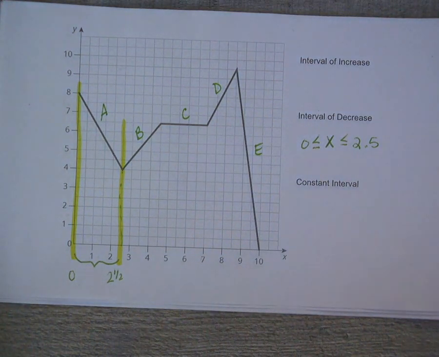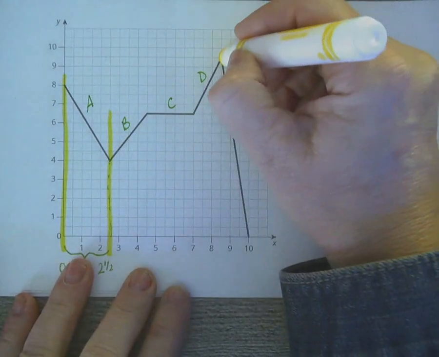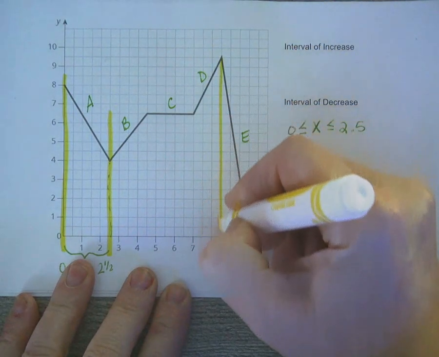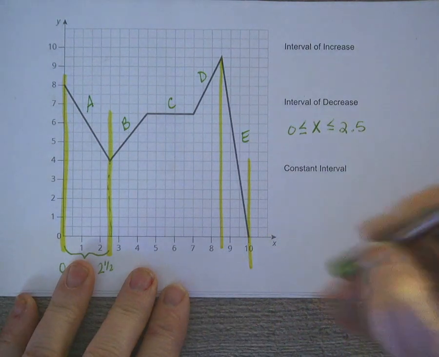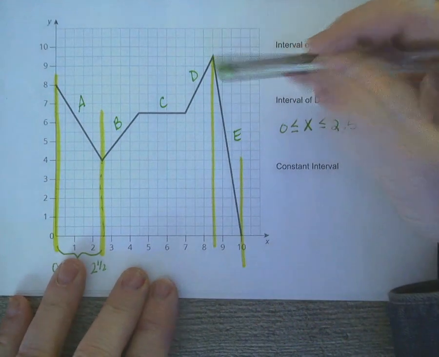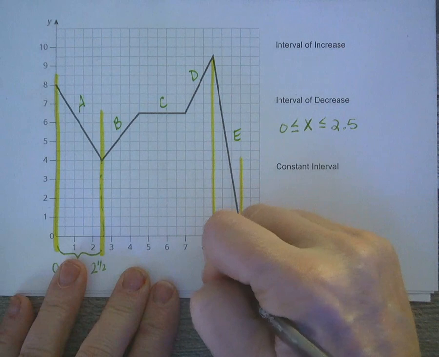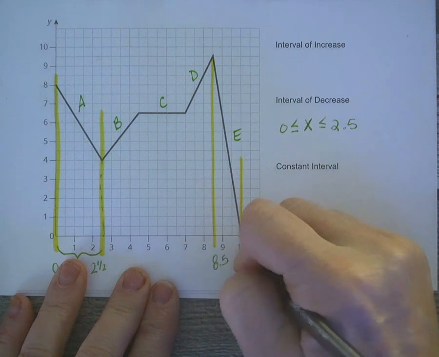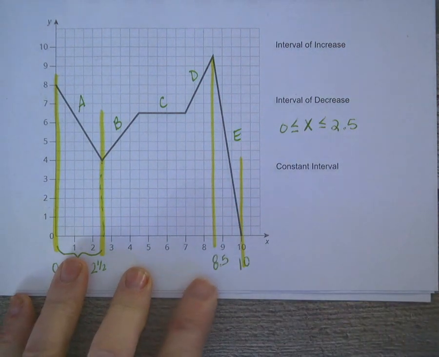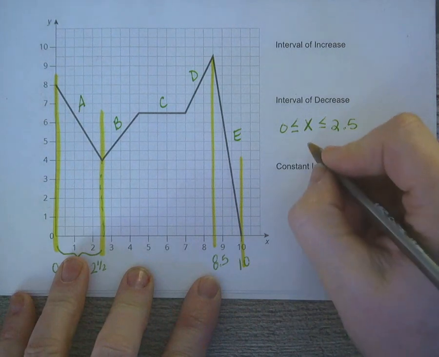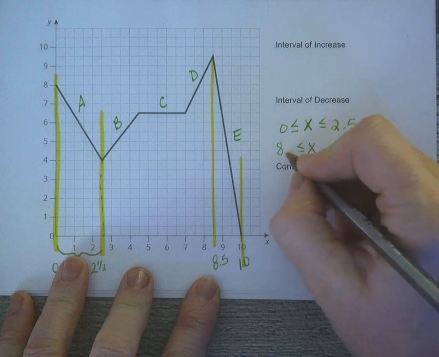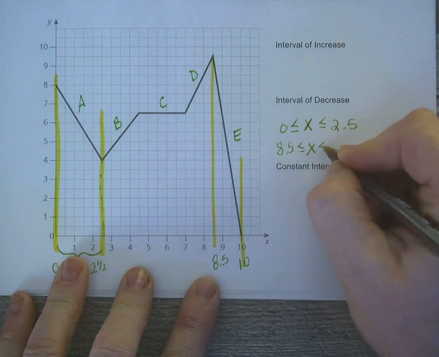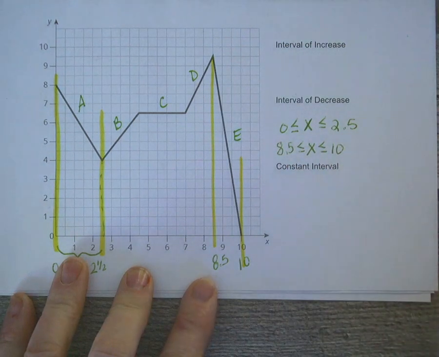So let's find another interval where it's decreasing. So segment E. And we look at segment E is produced between 8.5 and 10. So another interval of decrease is when x is greater than or equal to 8.5 and less than or equal to 10.